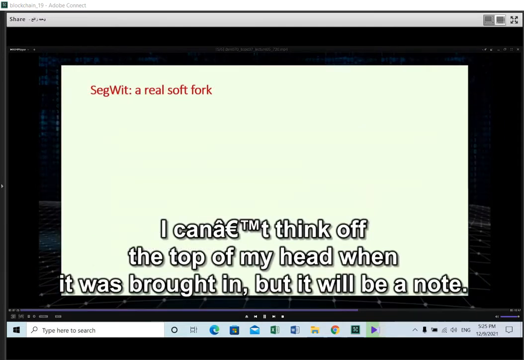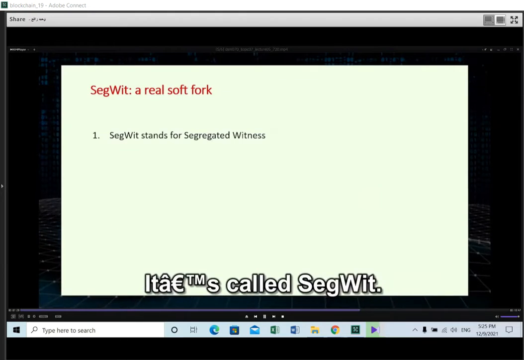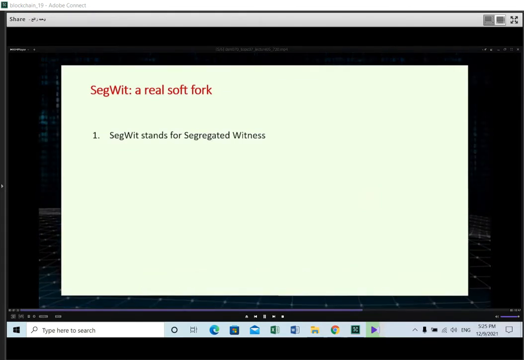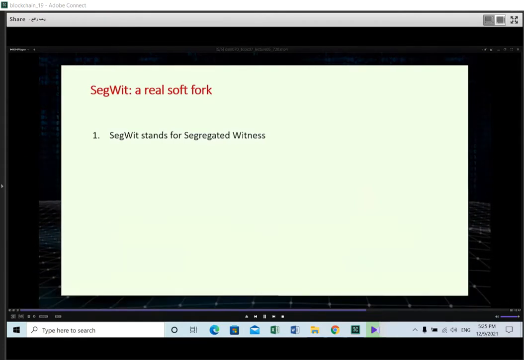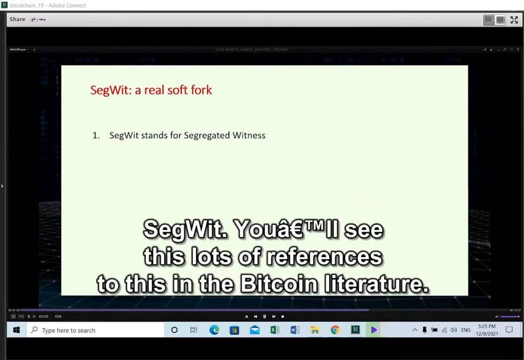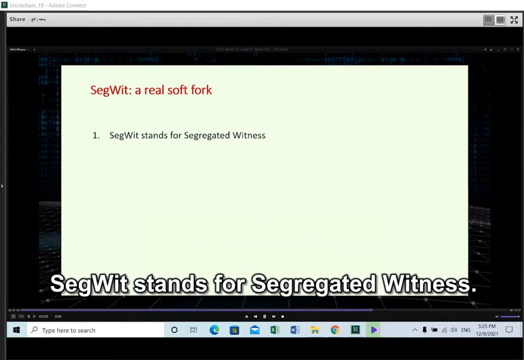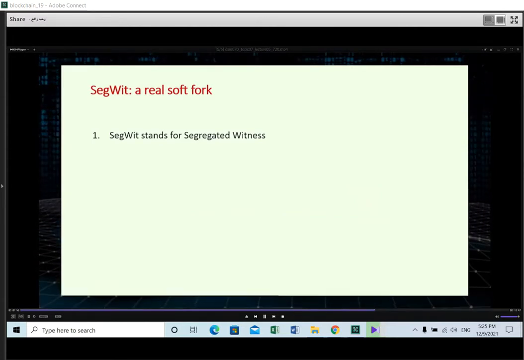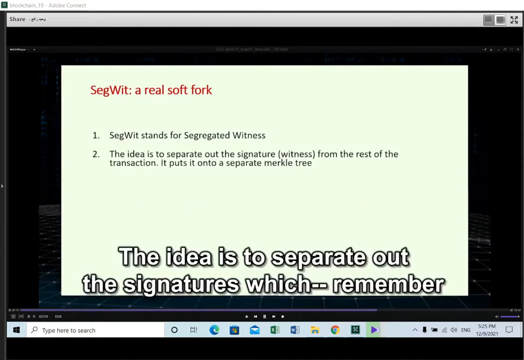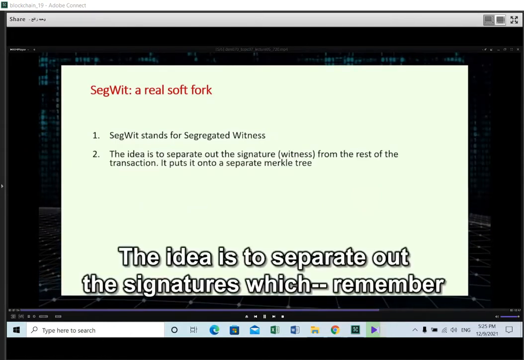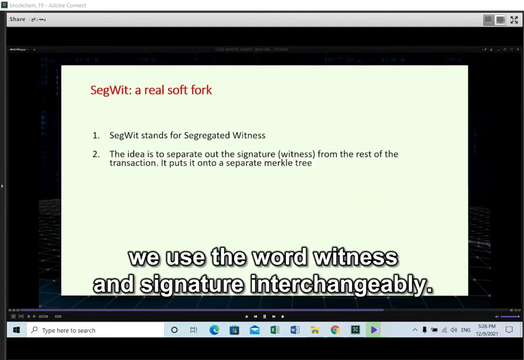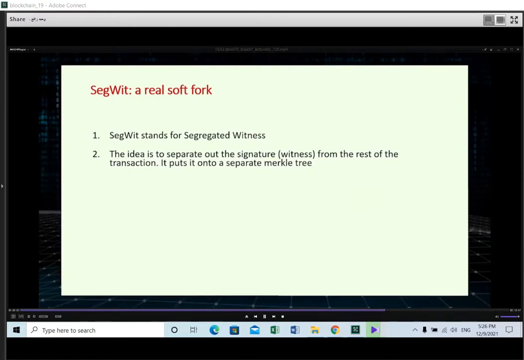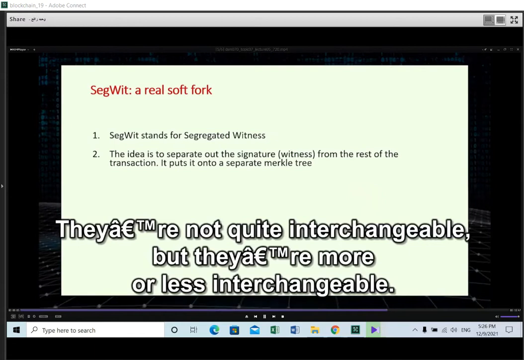So I think, okay, it's called SegWit. There's also something called SegWit2, but we'll stick with SegWit for now. This is a real soft fork. SegWit, and you'll see lots of references to this in the Bitcoin literature. SegWit stands for segregated witness. And the idea is you separate out the signatures. Remember we talked about this when we were talking about transactions, we use the word witness and signature interchangeably. They're not quite interchangeable, but they're more or less, so we'll leave it with that.